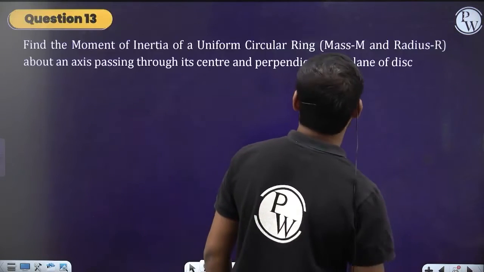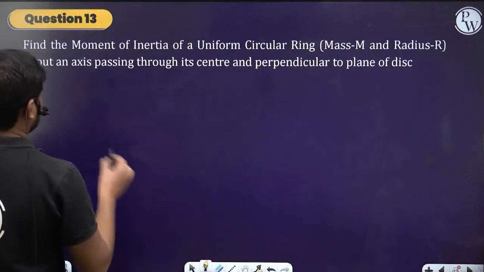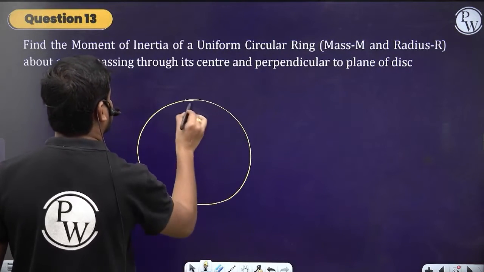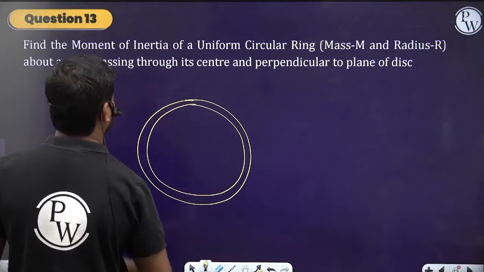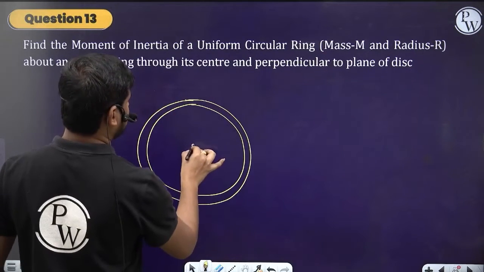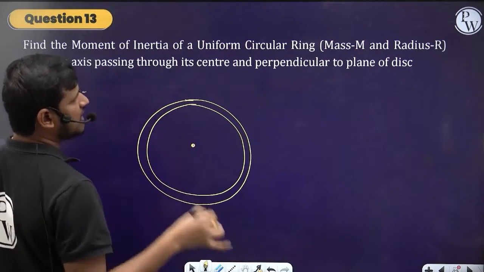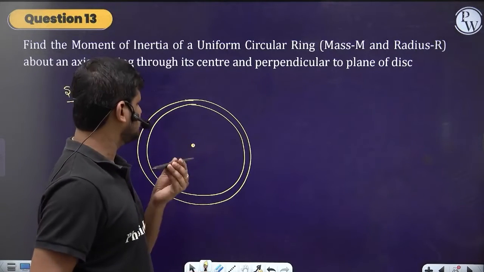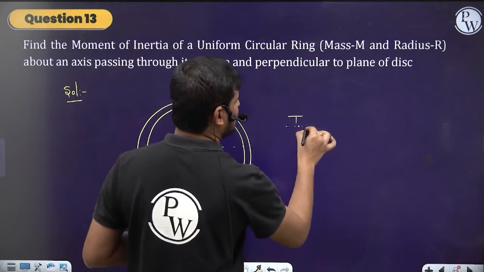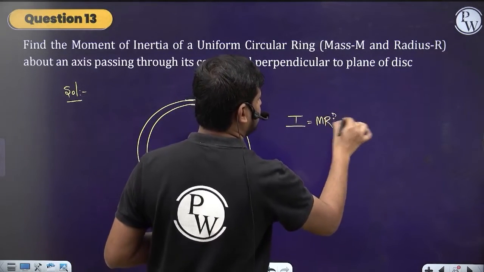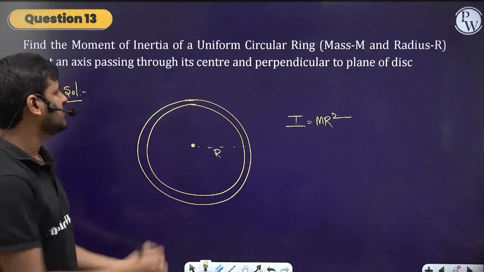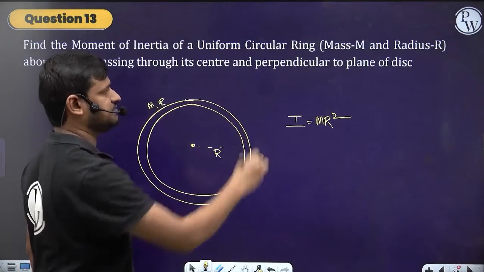Chalo. Then if you want to find it for the ring, you can directly remember the formula. For a ring, the moment of inertia about an axis passing through its center and perpendicular to the plane of the disk, with radius r, will be m r square. The moment of inertia will be m r square for a uniform circular ring whose mass is m and whose radius is r. Clear?